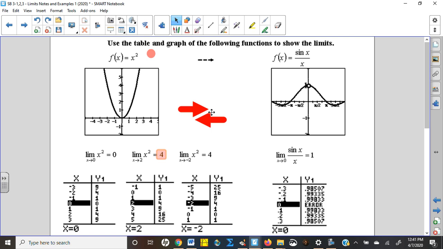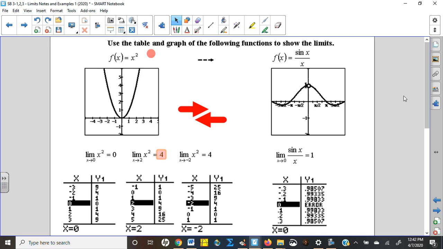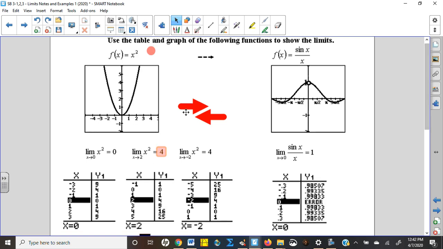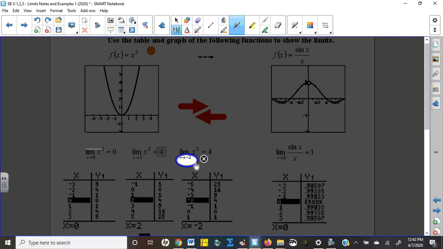Here are two examples built into your notes page. And the first one is one of those where it's very intuitive and obvious exactly what's happening. We have just our regular x squared parabola, and we know what that looks like. We've known what that looks like from Algebra 1. Now they want us, it looks like, to take a couple different limits: the limit as x goes to 0, and then as it goes to 2, and then as it goes to -2.